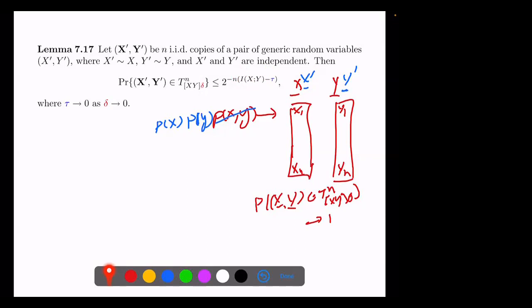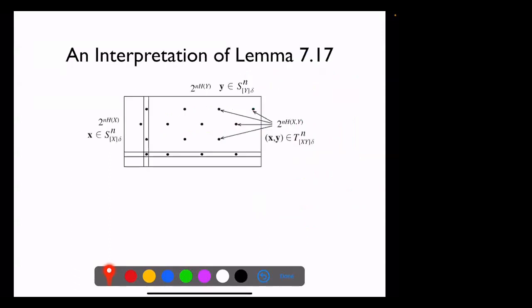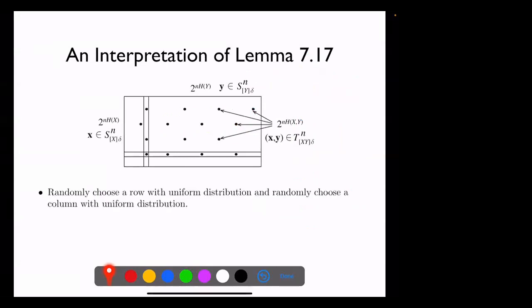Now, instead of giving you a formal proof, I would like to give you the intuition behind it. Okay, so the interpretation of this lemma is the following. It's very much like this. We randomly choose a row with a uniform distribution. Remember this joint typicality array. The rows are each a typical X sequence, and each column denotes a typical Y sequence.